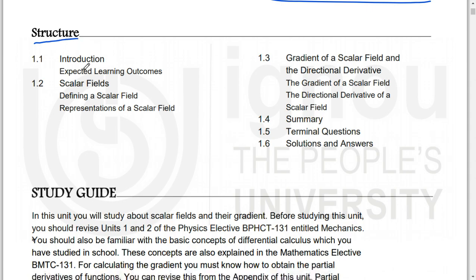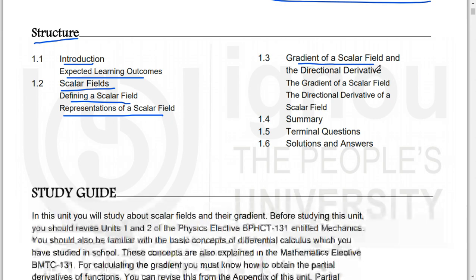Structure: introduction, expected learning outcomes, scalar fields, defining a scalar field, representations of a scalar field, gradient of a scalar field, and the directional derivative. The gradient of a scalar field, the directional derivative of a scalar field. Summary, terminal questions, solution and answer.